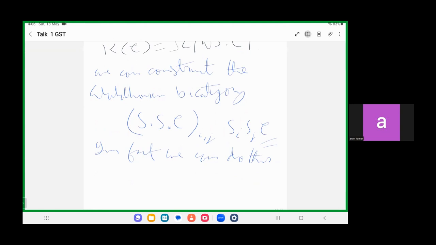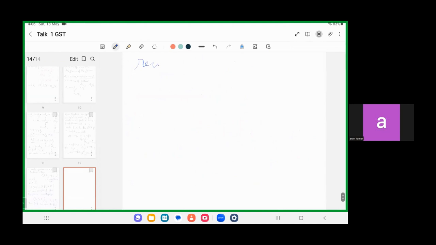Recursively to get S dot N, so S_N C, which is defined to be S dot of S dot of ... S dot of C, N times. So this is an N-simplicial category.